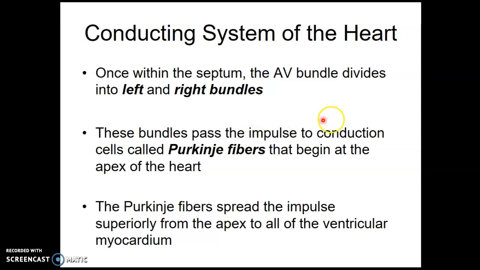Once it's within that septum, the AV bundle divides into the left and the right sides, and then these pass the impulse to conduction cells called Purkinje fibers that begin at the apex of the heart. And these Purkinje fibers spread the impulse superiorly from the apex to all the ventricular myocardium. Now the apex is at the bottom of the heart.